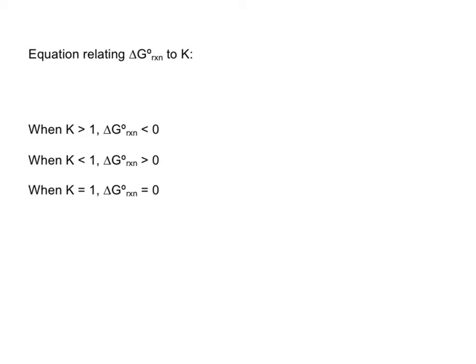The equation that actually relates these two things is here. Delta G naught of the reaction is equal to negative RT times the natural log of K, the equilibrium constant. If you plug in the different values for K which I just showed you on the previous slide with the graphs, you get the delta G's that we just talked about. If K is greater than 1, delta G is less than 0. If K is less than 1, then delta G is greater than 0, and if K is 1, delta G is equal to 0, because the natural log of 1 is 0.